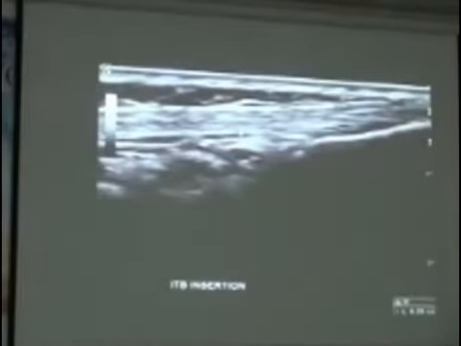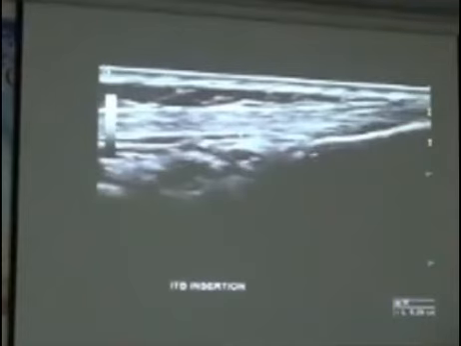So this is the distal iliotibial band coming down over the top of the lateral femoral condyle. So iliotibial band syndrome is also known as runner's knee. So it's very common in running athletes, and because of that flicking of the distal band over the femur, it's also very common in cyclists.